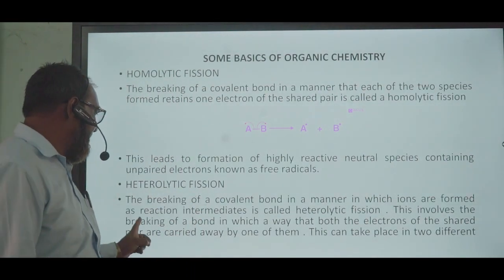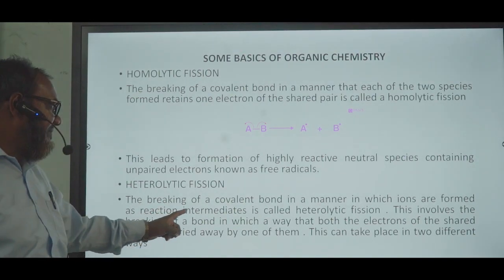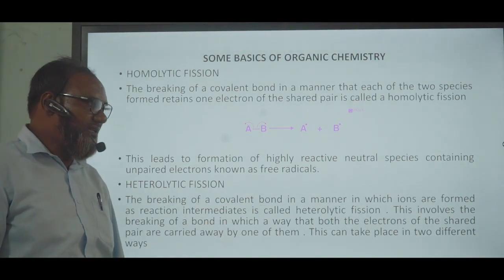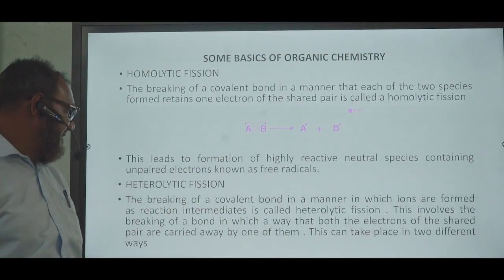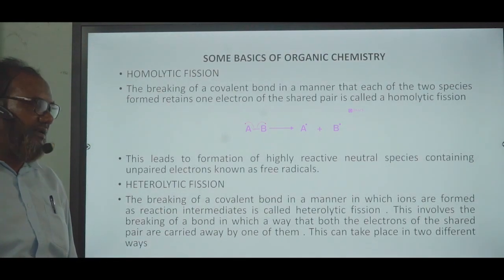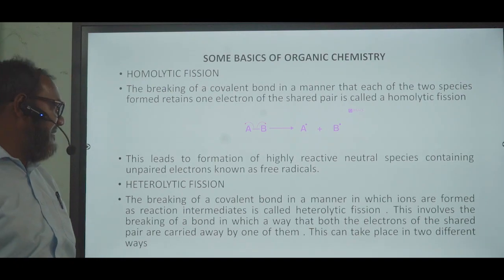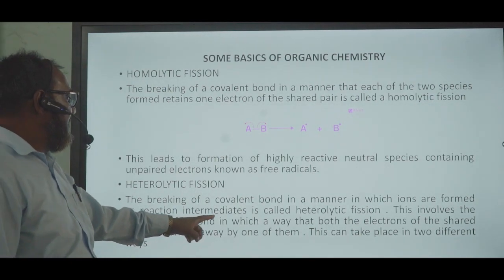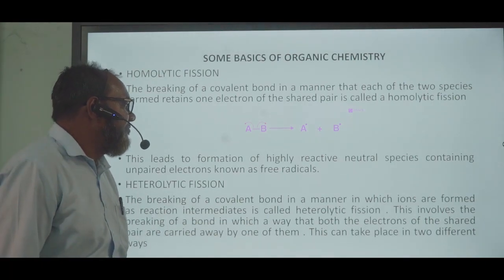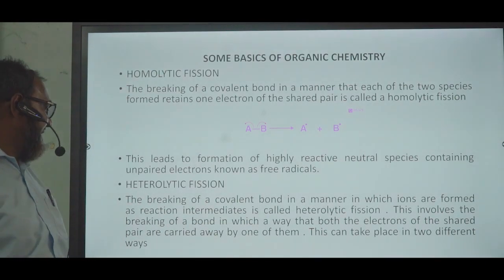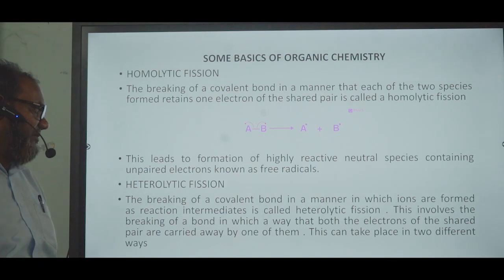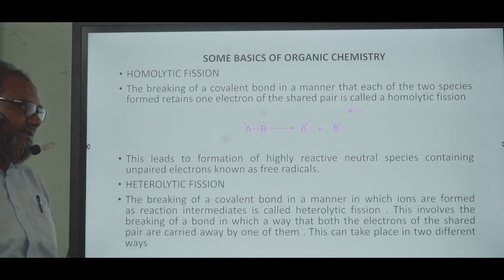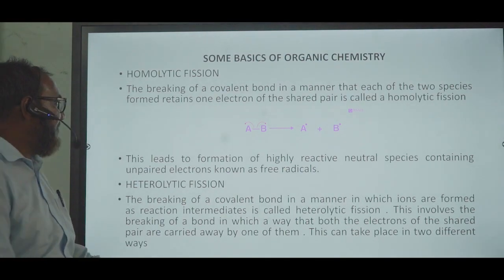Next one is heterolytic fission. In heterolytic fission, the breaking of a covalent bond in a manner in which ions are formed as reaction intermediates is called heterolytic fission. This involves the breaking of a bond in such a way that both the electrons of the shared pair are carried out by one of them. This can take place in two different ways.